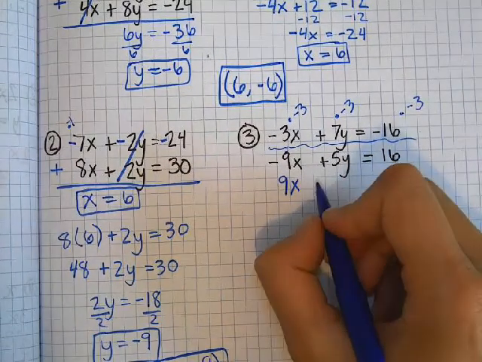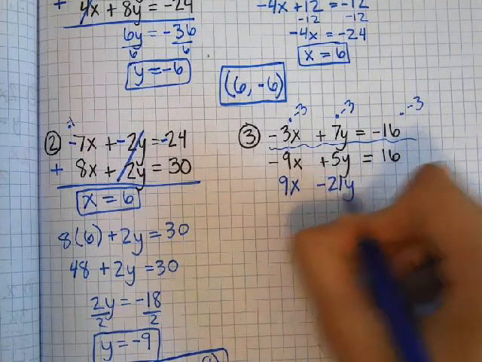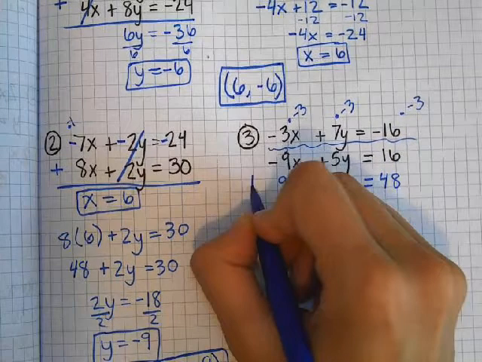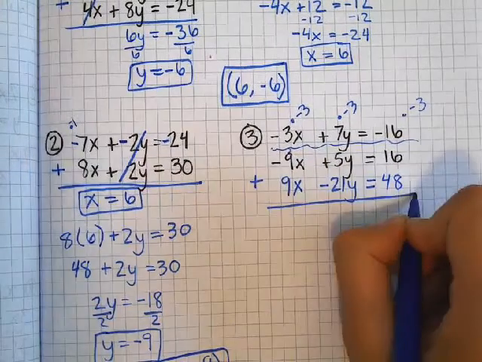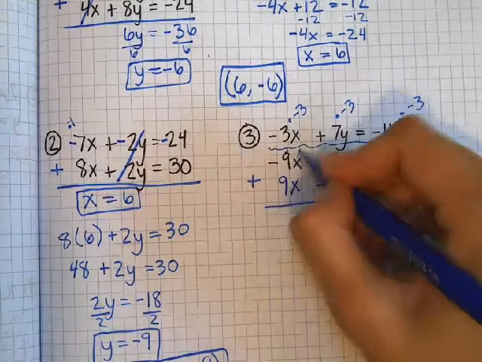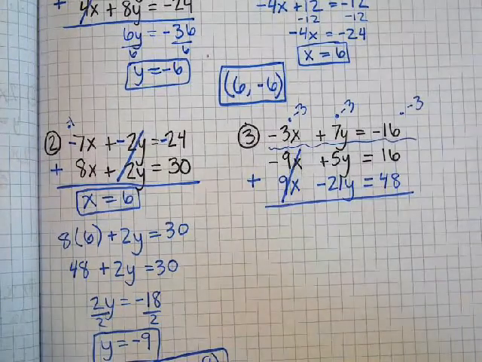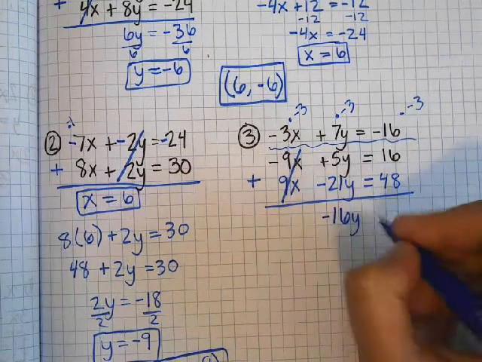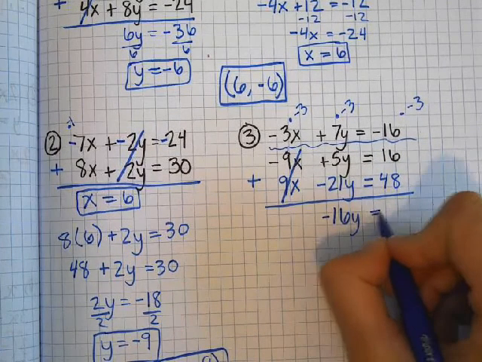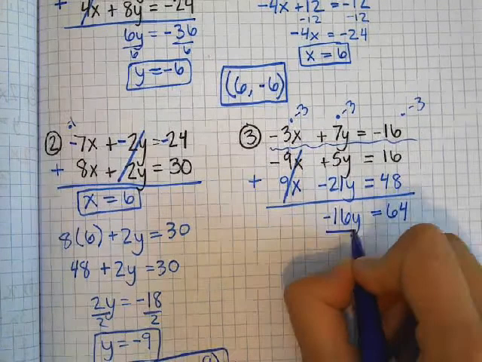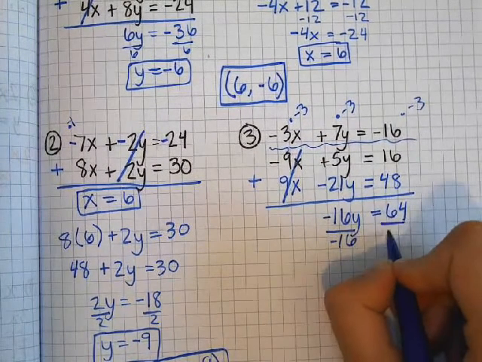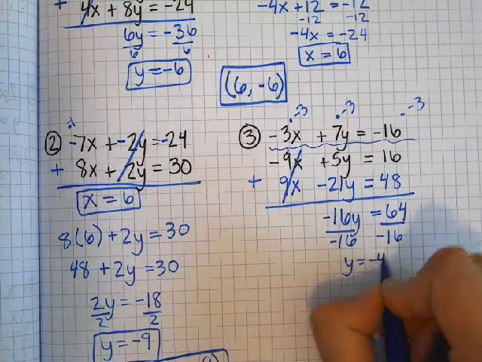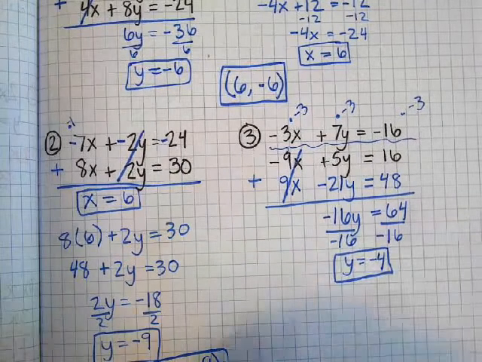So I've got 9x minus 21y equals 48. So now I'm going to add these two equations. My 9's just perfectly are going to cancel out, and then I'm left with negative 16y equals 64. After I divide, we get y equals -4.